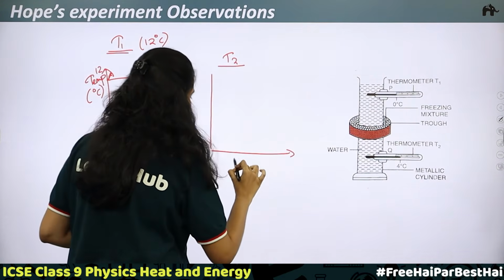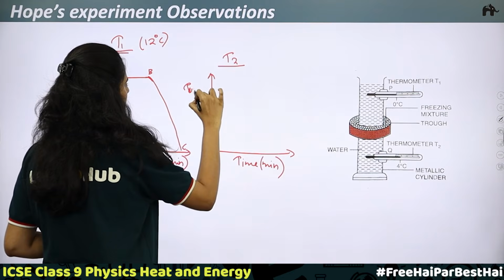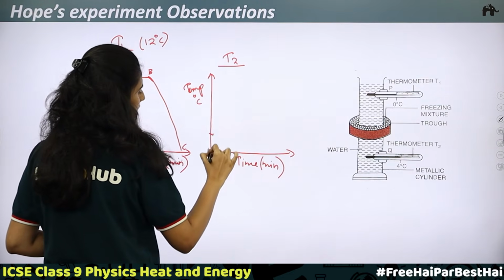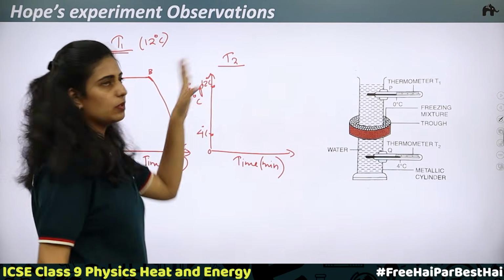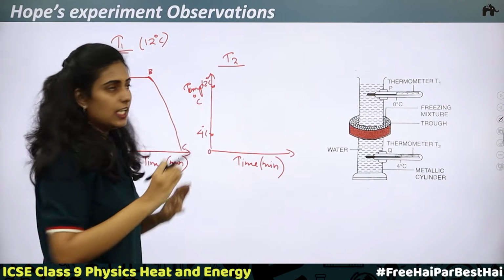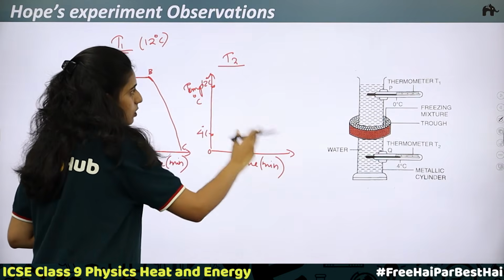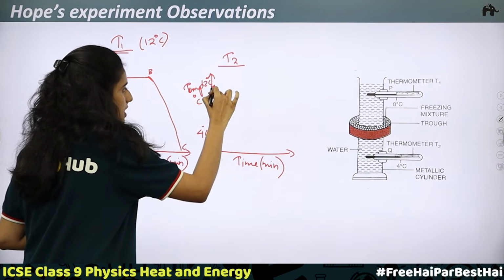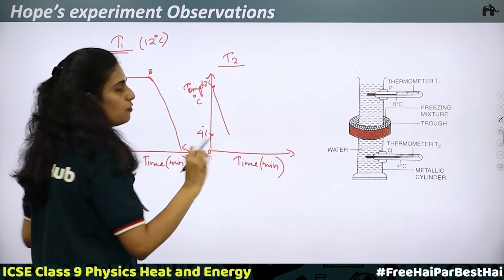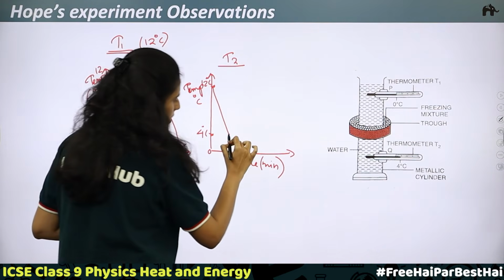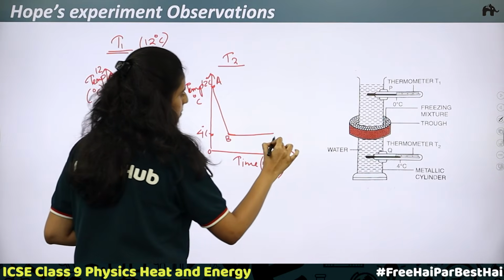Here we are taking time in minutes along the x-axis and temperature in degrees Celsius along the y-axis. Here we have 0, here 4 degrees Celsius and here we will be having 12 degrees Celsius. Initially they are at room temperature, that is 12 degrees Celsius. Then as time goes, temperature is decreasing until it reaches 4 degrees Celsius. Once it reaches 4 degrees Celsius, there is no further decrease in temperature. This is a steady temperature. So this is how the graph is. This is the A, B, C region.